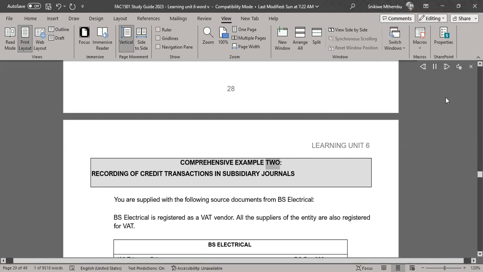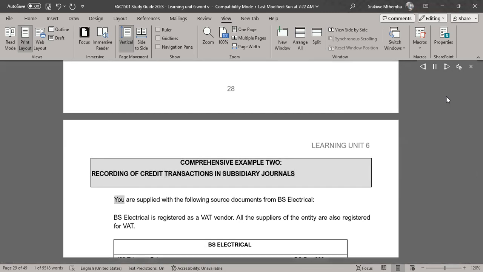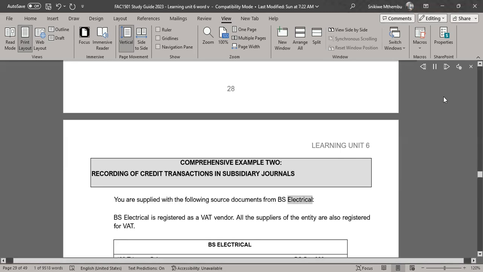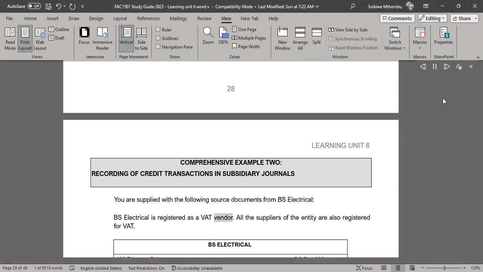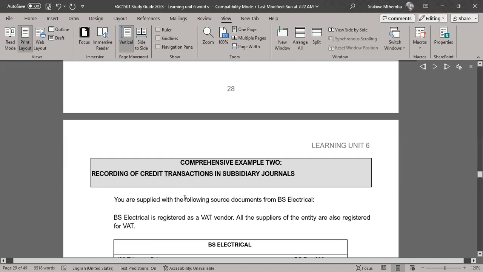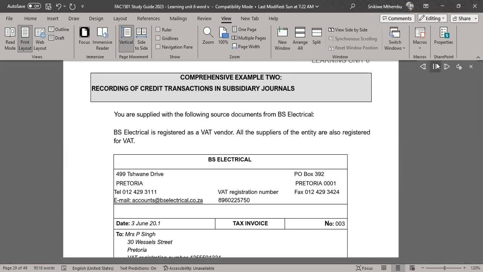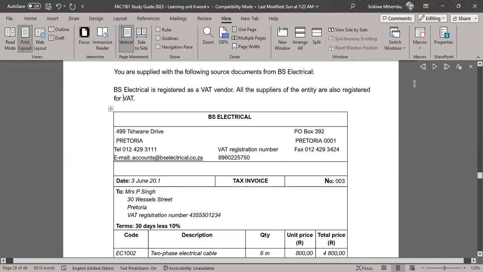Comprehensive example 2. Recording of credit transactions in subsidiary journals. You are supplied with the following source documents from BS Electrical. BS Electrical is registered as a VAT vendor. All the suppliers of the entity are also registered for VAT. BS Electrical. P.O. Box 392.